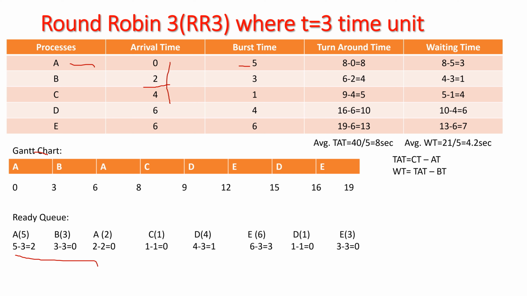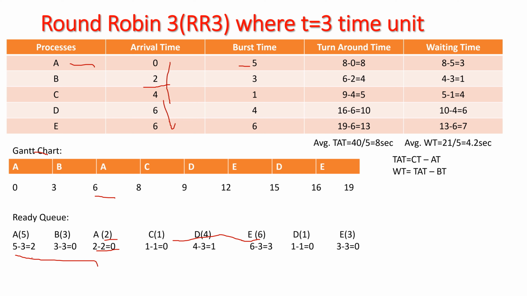Suppose first process A has arrived. Then at 3 time units, process B has arrived. But process A has not finished its execution, so process A will be kept in the ready queue. And at 6 time units, processes C, D, and E have arrived, so they will be kept in the ready queue. Then after process B, process A is there in the ready queue. So it has time left.